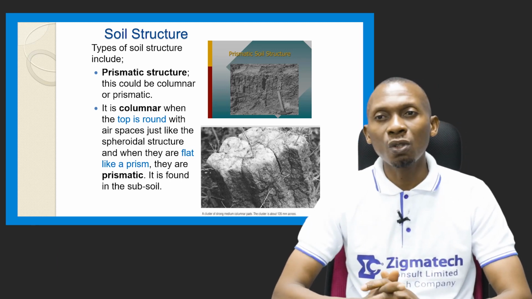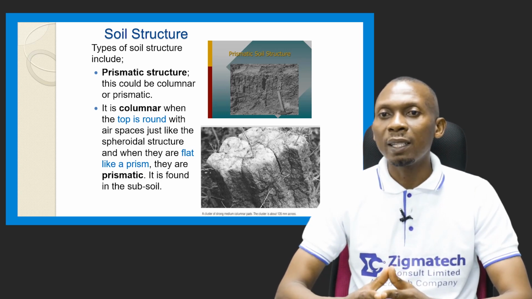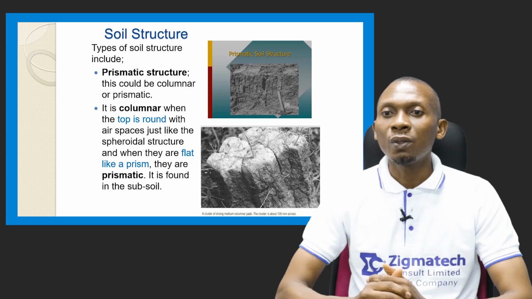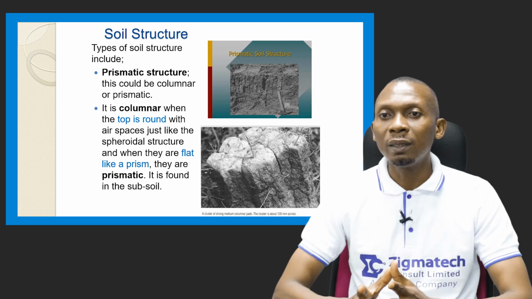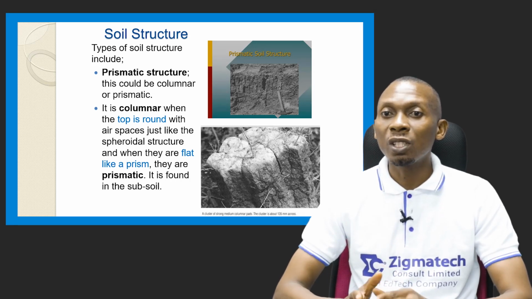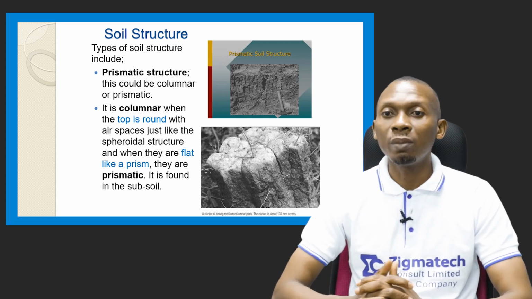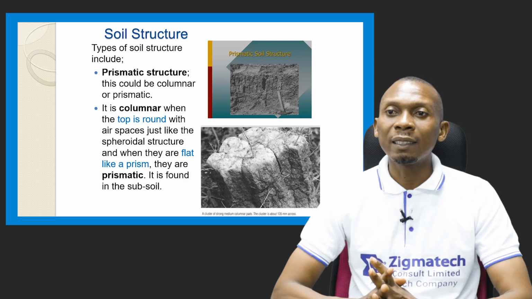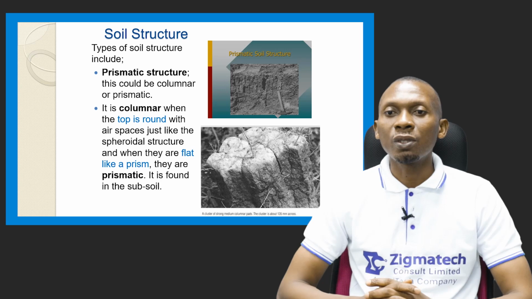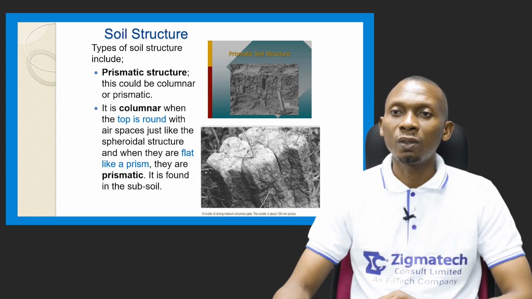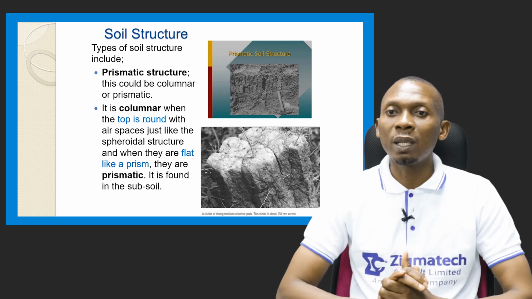We have another type of soil structure called the prismatic structure. Now, this prismatic structure could be columnar or prismatic. What makes it columnar is when the top is round. You can see the picture below. You can see the top is rounded and it has air spaces, just like the spheroidal structure we talked about. Such a type of soil structure is called columnar structure. And when they are flat, just like a prism, they are called prismatic structures, and they are usually found in the subsoil. So the picture on top shows us the prismatic structure, while the picture below shows us how columnar structure looks like.